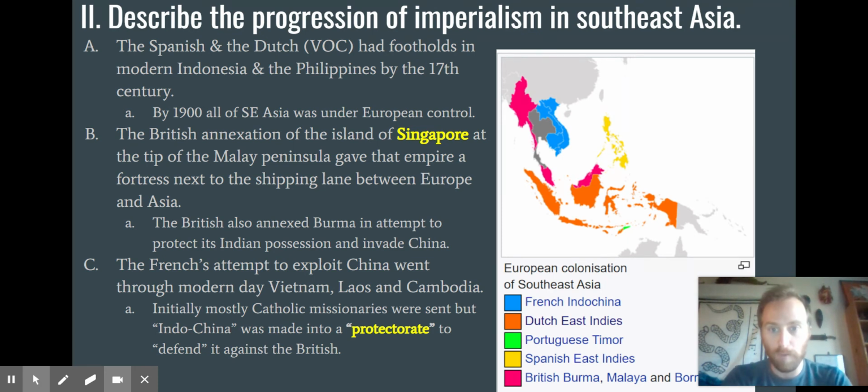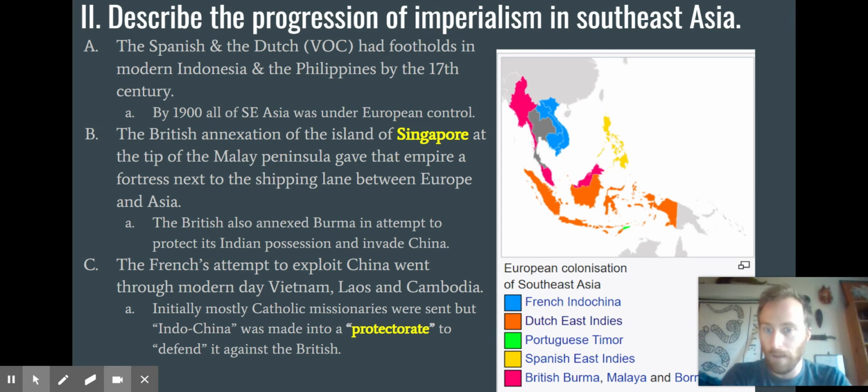They also annexed Burma, which has some interesting resistances to them over the centuries, and attempt to invade China. If you know anything about World War II, it's very difficult to travel by land from Burma to China, and so they fail in this attempt.